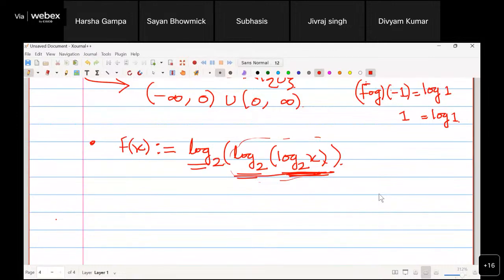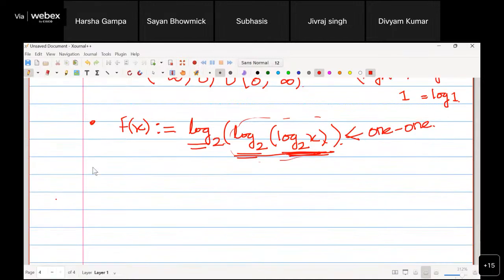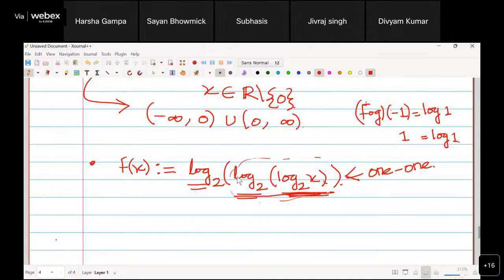So again, this question. Suppose you want to find the domain. Let me see what the options are. So it's clear this is 1-1, right? Yes, it is 1-1. So this function is certainly 1-1. The next task is to find the domain of this function, right? Yes, sir, we need to find the domain of the function.